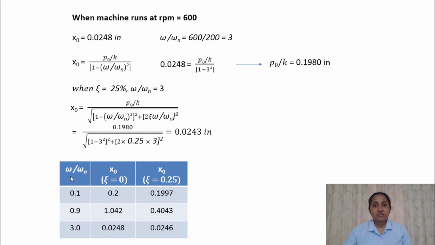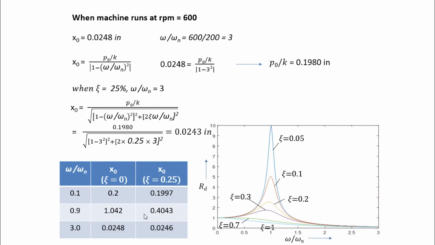When the frequency ratio is 3, you can see that both the amplitudes are almost the same. That means the rubber isolators did not change the amplitude. And this behavior we have already seen when we discussed the response factors. So we have seen that the value of RD, that is the deformation response factor, varies like this with frequency ratio.